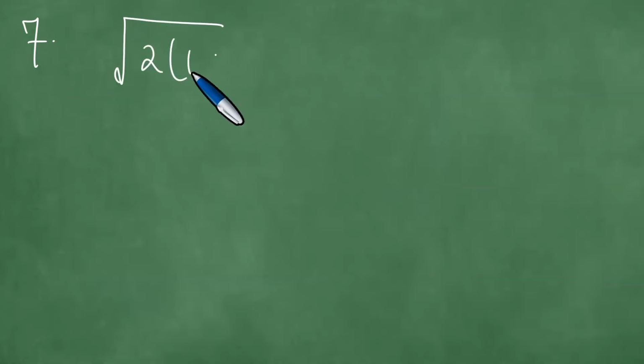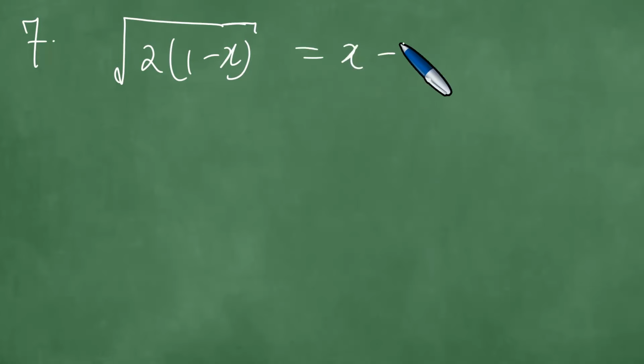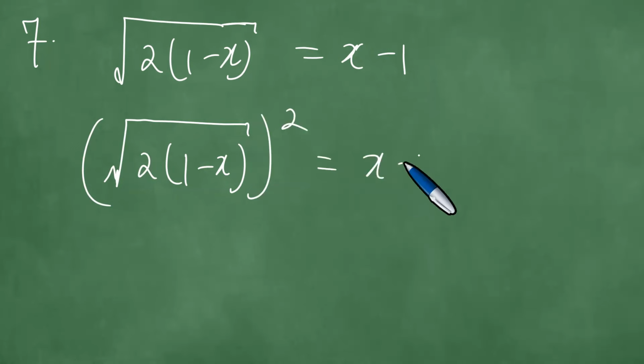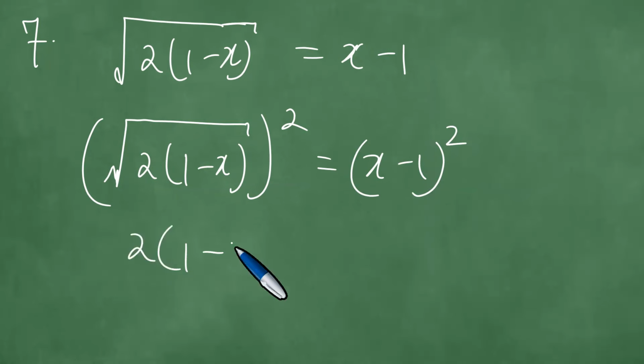If you look at 7 here, what do we get from 7? You have the square root of 2 into 1 minus x, and we close the bracket here, and this is actually x minus 1. In the end, you have 2 into 1 minus x, and you square the left, you square the right. Now, if you square both left and right, you have 1 minus x squared, and this is x squared. x times minus 1 times 2.